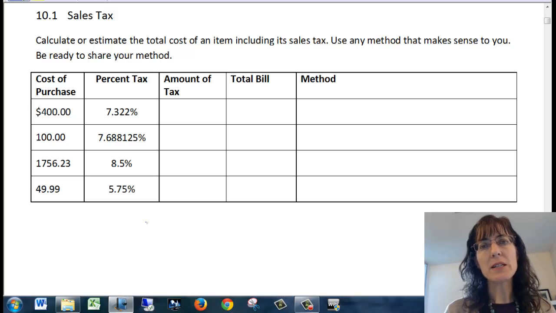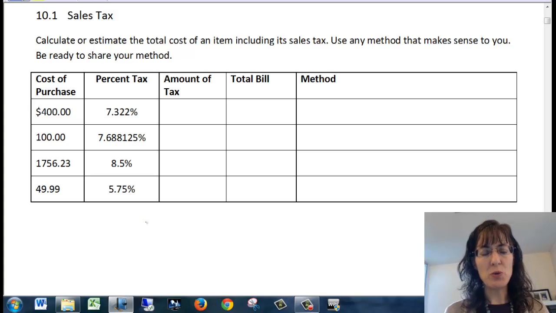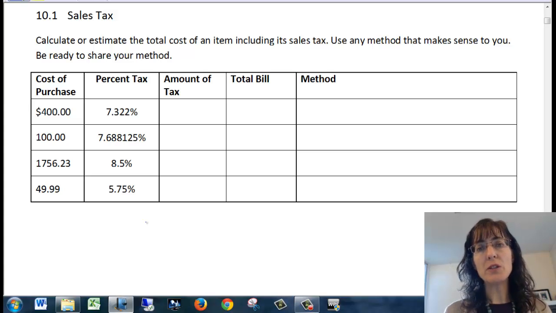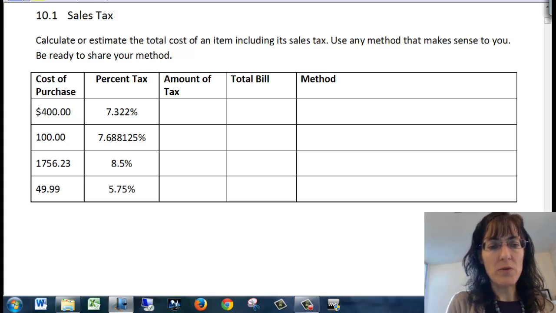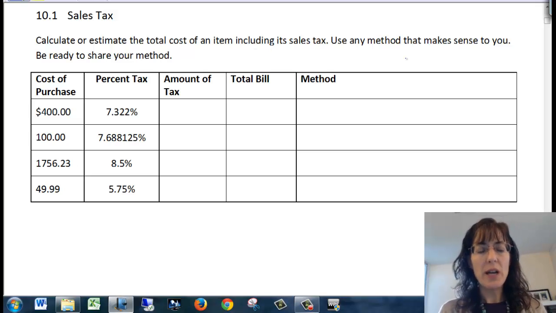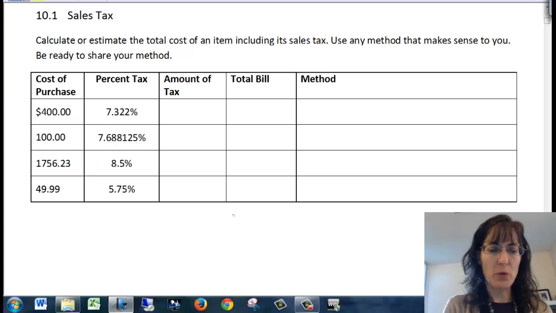So for sales tax, if you're in the store and you are trying to buy something and you need to know what the sales tax is, it's handy to be able to figure that out by yourself. So we can calculate or estimate the total cost of an item, including its sales tax. And so use any method that makes sense to you, and then we'll check and try to see how many methods we can come up with.